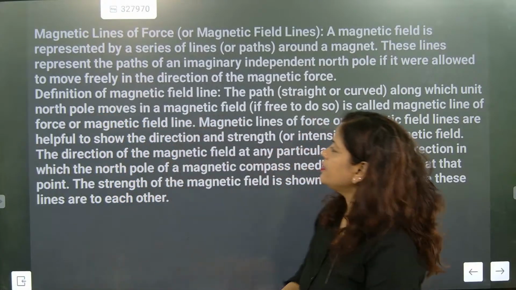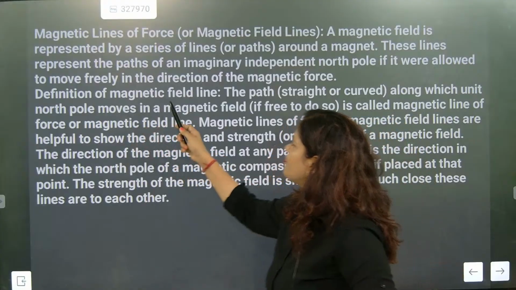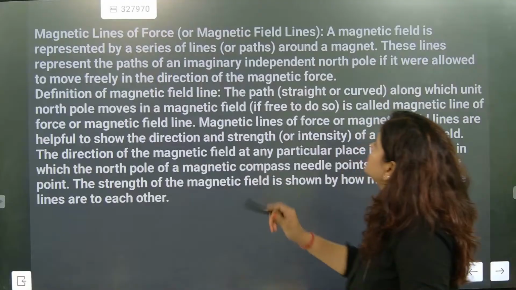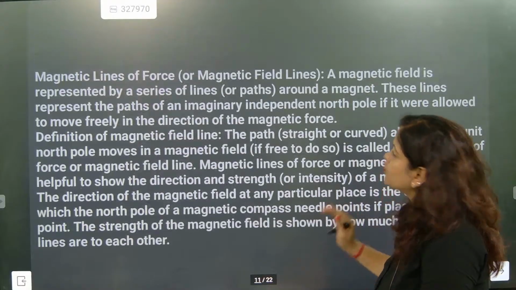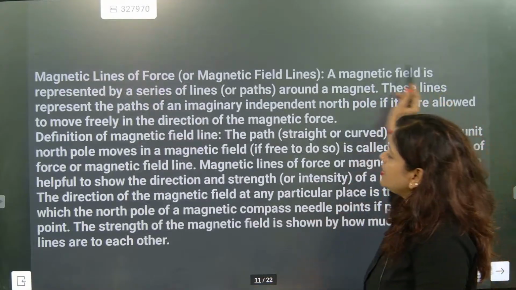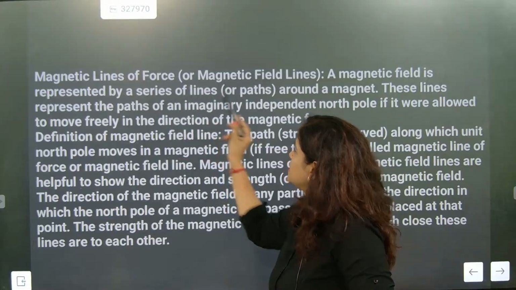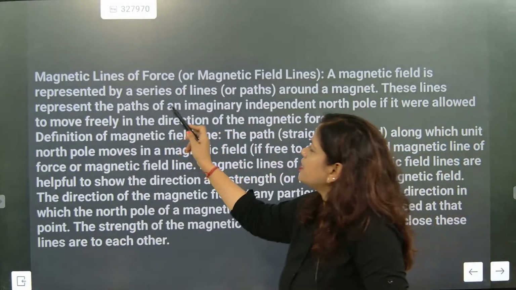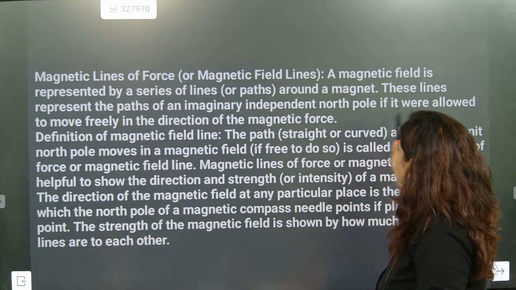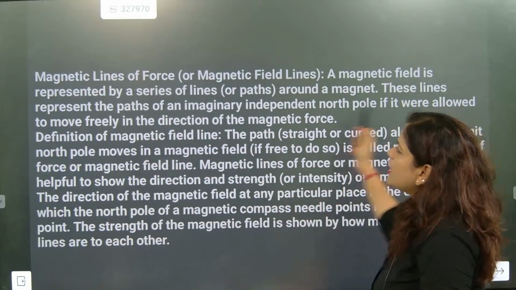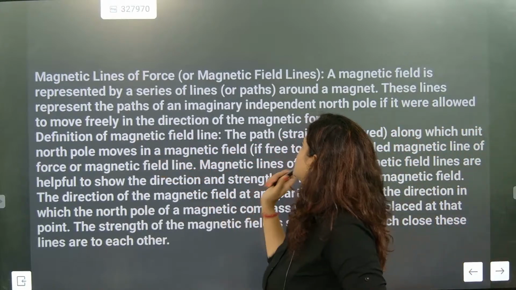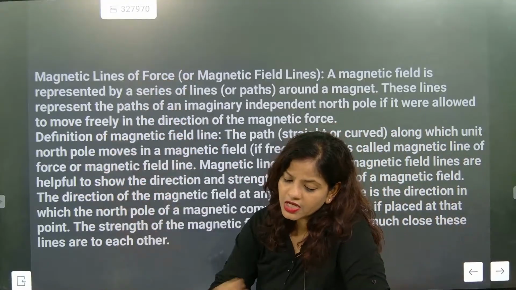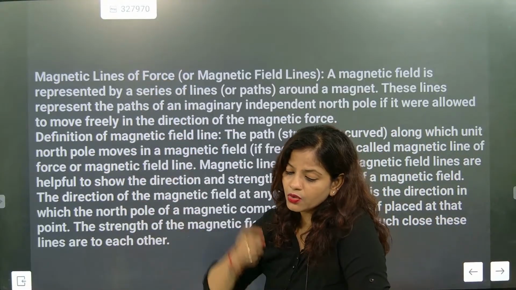A few important points you will remember. Definition of magnetic field lines. What are magnetic lines of force? What is the definition of magnetic lines of force, beta? The magnetic field is represented by a series of lines around a magnet. These lines represent the path of an imaginary independent north pole. If it were allowed to move freely in the direction of the magnetic field, it would start from the north pole and go towards the south pole, making closed loops.